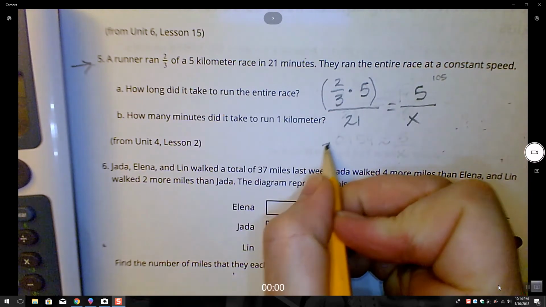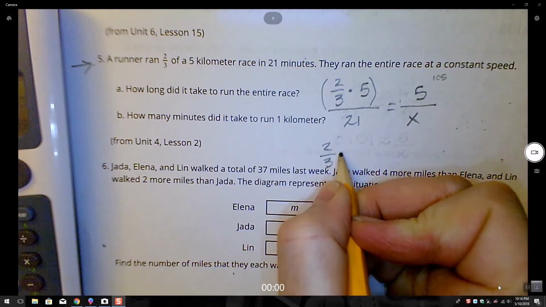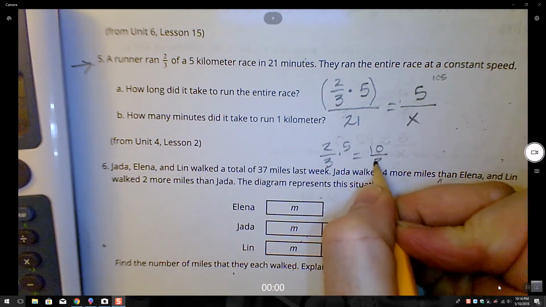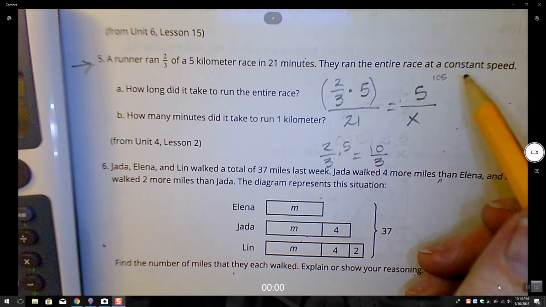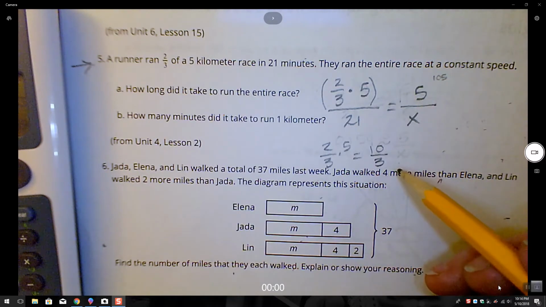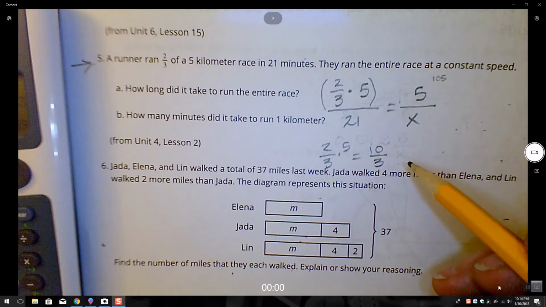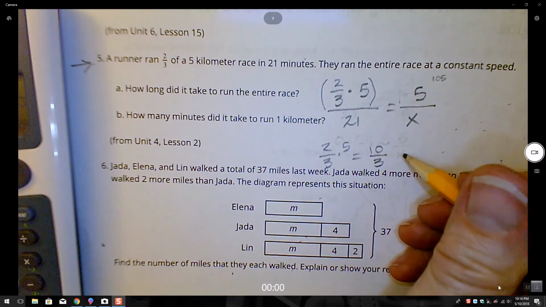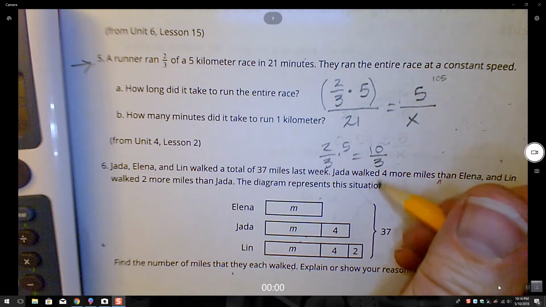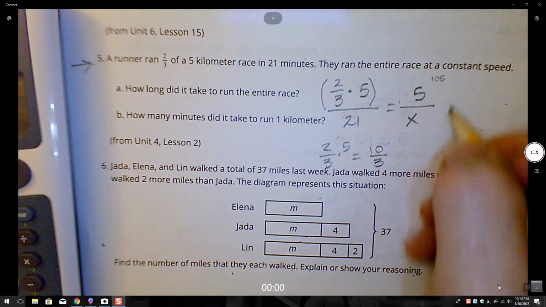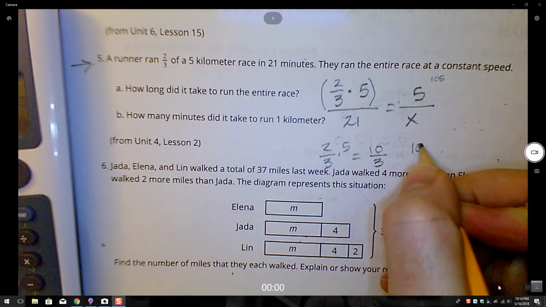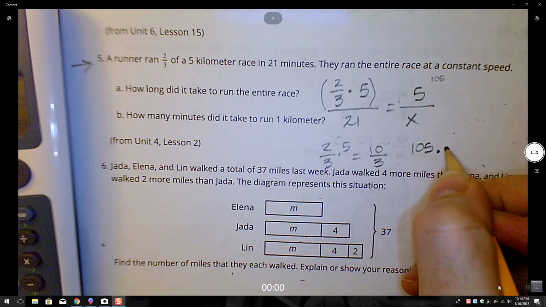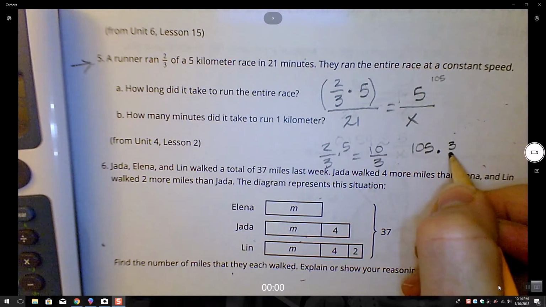2/3 times 5. 2/3 times 5 is going to be actually 10/3, right? That's 10/3. So I'm going to divide 105 by 10/3. Now, we know that we can keep it, switch it, flip it to divide by a fraction, right? So I'm going to take 105 and divide it by 10/3, which means I'm really going to multiply it by 3/10.